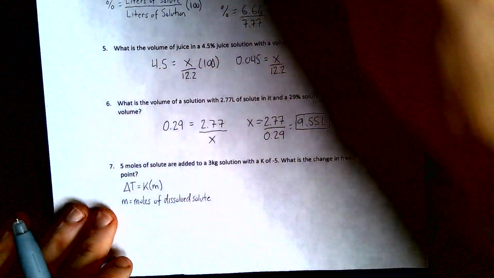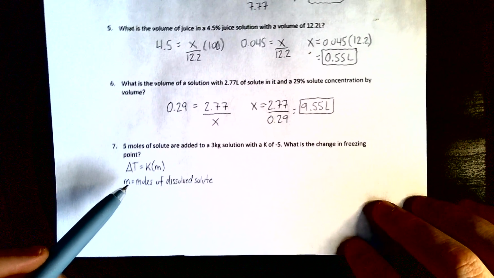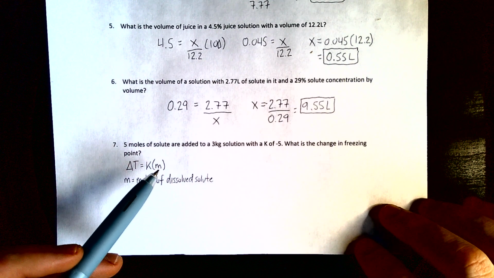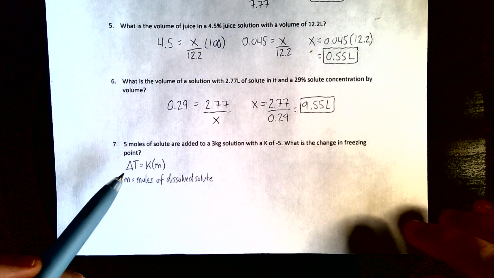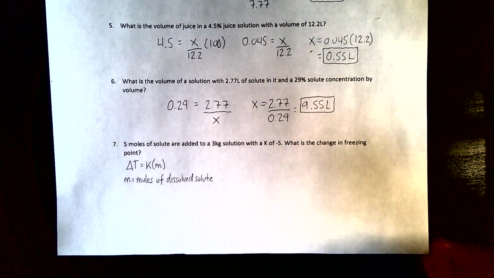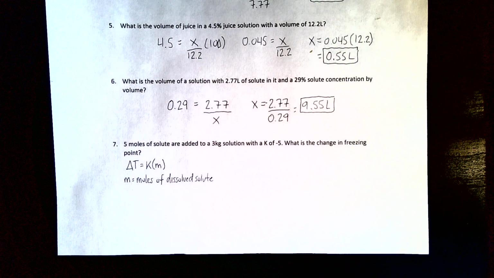For question 5 and moving forward, we're going to be using this equation here, where the change in temperature is K, a constant for every different substance, times molarity. And this delta T is going to tell us how much the boiling point of a solution rises above the pure solvent, or the freezing point falls below the pure solvent's freezing point. This is called freezing point depression and boiling point elevation.